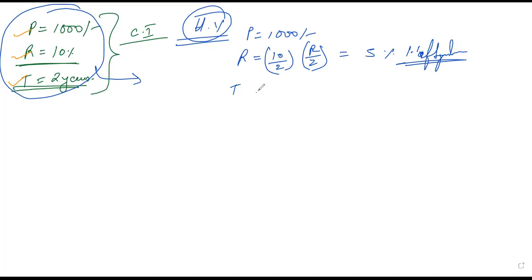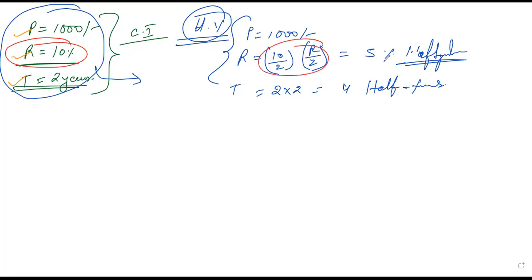And the time, such as 2 years given in the question, will become 2 into 2, so that will become 4 half years. So like this you have to say. So principal, rate of interest, and time, there will be a change in this condition. The rate of interest will be divided by 2, and the time period will be multiplied by 2. And with these new quantities, you have to go for the solution.